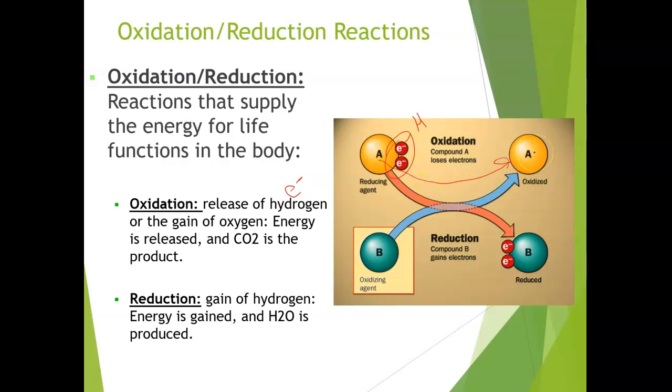The reduction part is going to be that you have another compound in the reaction that is going to gain hydrogens or gain electrons. And this is going to be the reducing agent. And this is going to have water as a byproduct. So again, you can look at a reaction and see if water is being produced, then that would indicate that a reduction reaction is taking place.